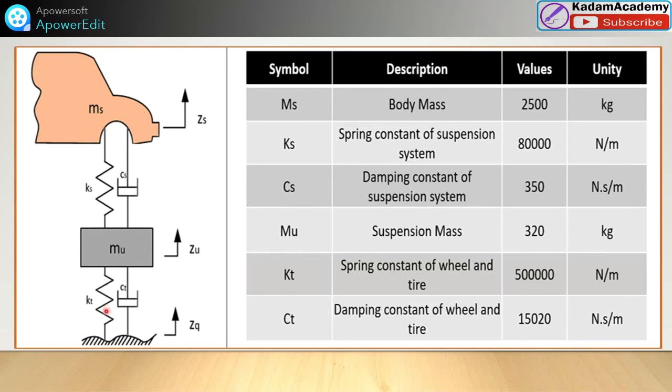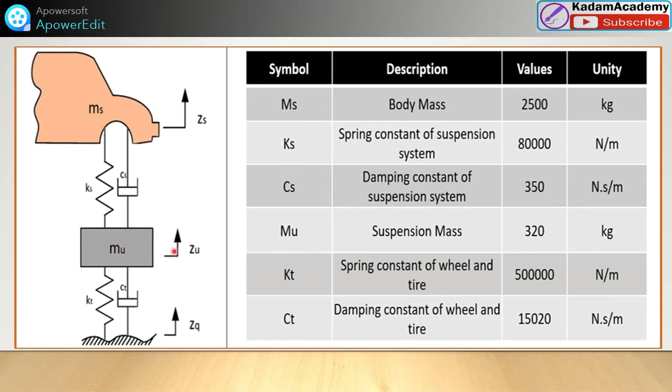Now, to find the equation of motion, what are the symbols here? MS is the body mass, the sprung mass, and the value given is 2500 kg. KS is the spring constant of the suspension system, the actual suspension, with a value near about 80,000 Newton per meter. CS is the damping constant of the suspension system, 350 Newton second per meter.